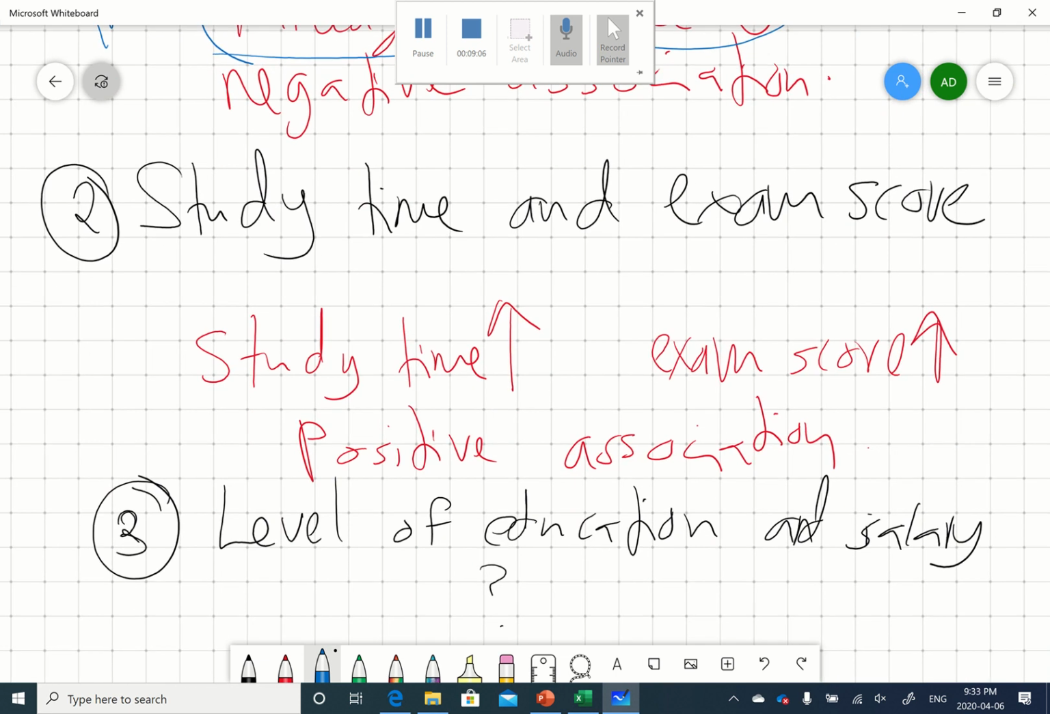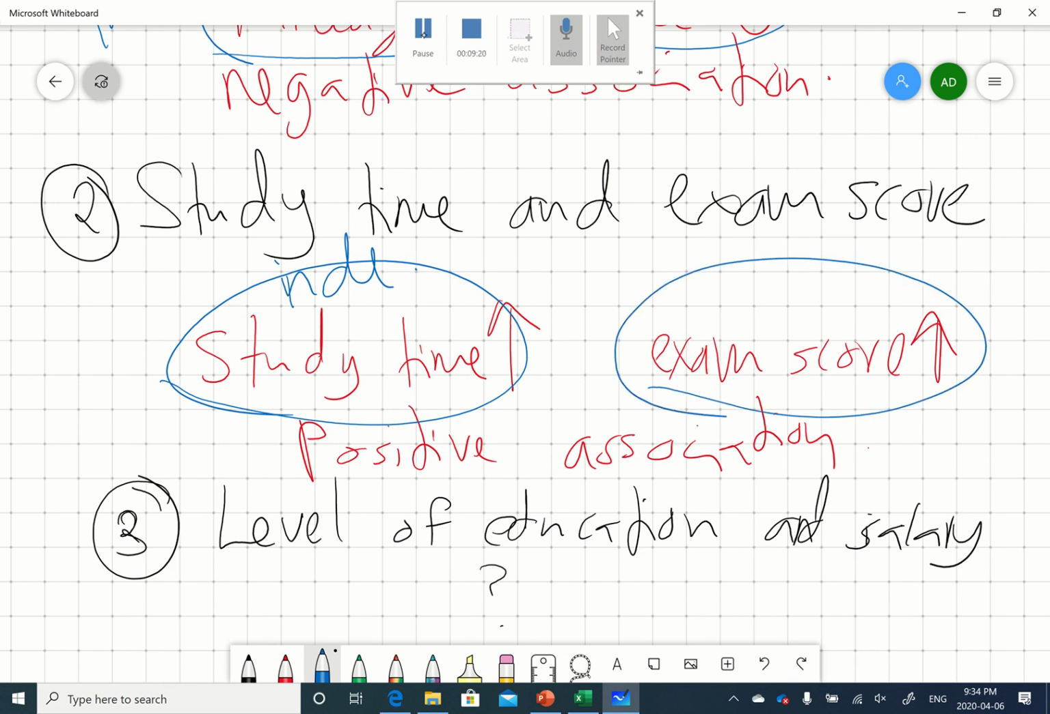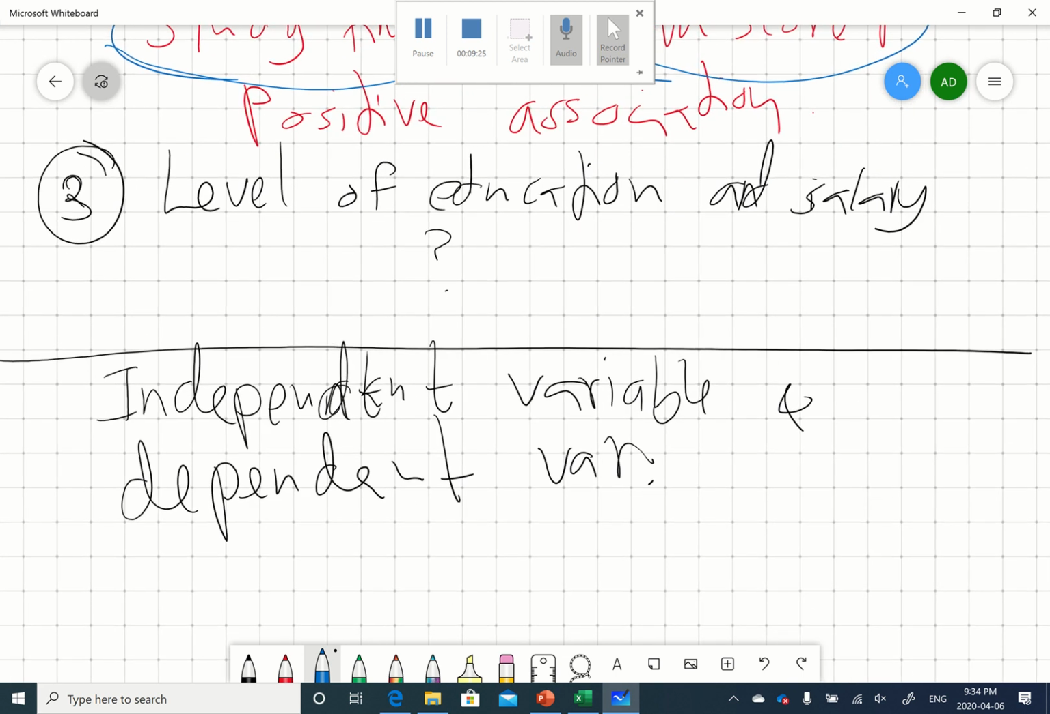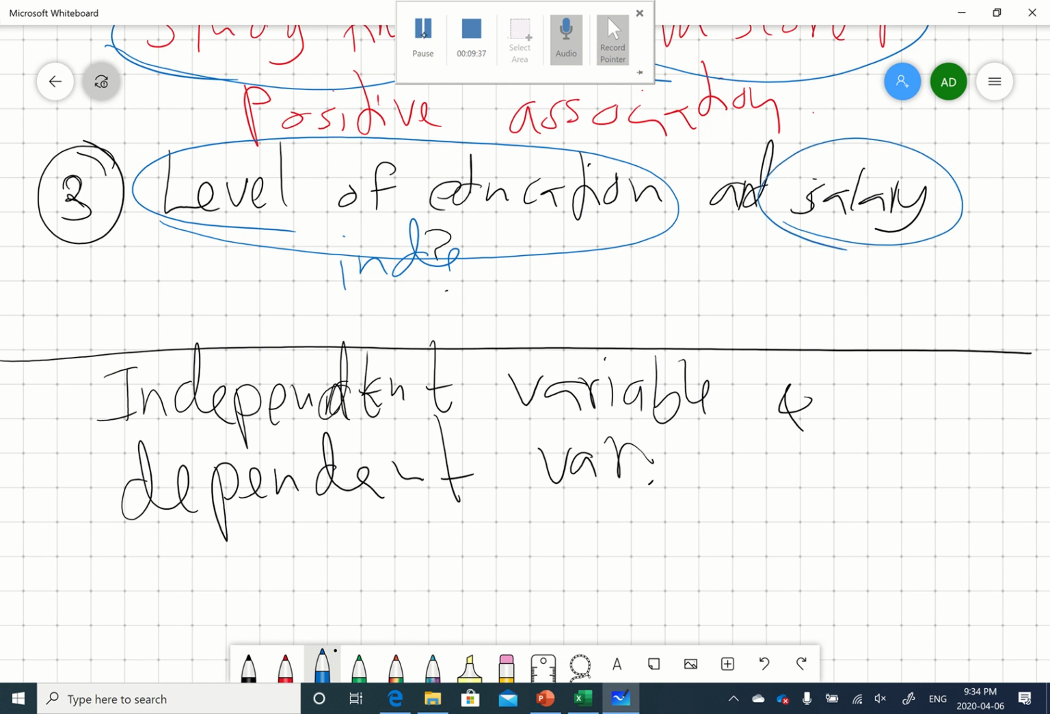And here you want to know, when you change the study time, what would happen to the exam scores? You're changing the study time, independent variable. You want to know what would happen to the exam score, it's dependent variable. And here, level of education and salary. So you want to know, as you increase or decrease the level of education, what would be the impact on salary? So this is your independent variable, and the salary would be the dependent variable.